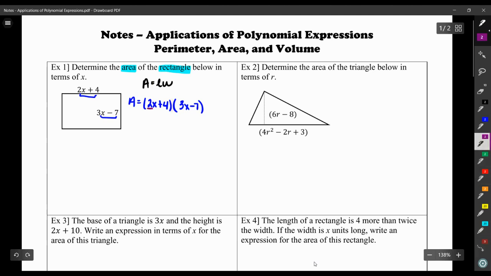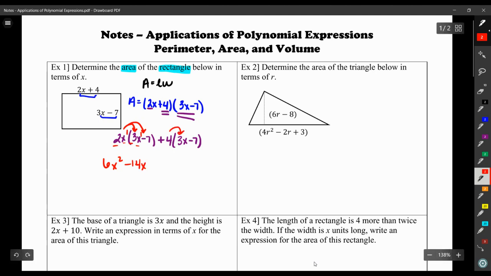So we're going to take 2x times the entire second parenthesis, so 2x times 3x minus 7. And we're going to do plus 4 times the second parenthesis. So plus 4 times 3x minus 7. Now that we've broken it apart, simply distribute. So 2x times 3x will make 2 times 3 will make 6. And x times x makes x squared because you add the exponents when you multiply. Then 2x times negative 7 is negative 14x.